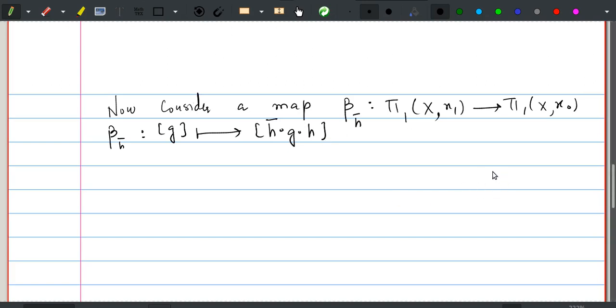Now here this g is a loop based at x naught here, so this is the point x naught, and then we have h here, so this is x1 here, and this is h bar. So by the similar argument as above, we can prove that this map beta h bar is well defined. Now let us compose these two maps, beta h and beta h bar, and let us see what happens here.